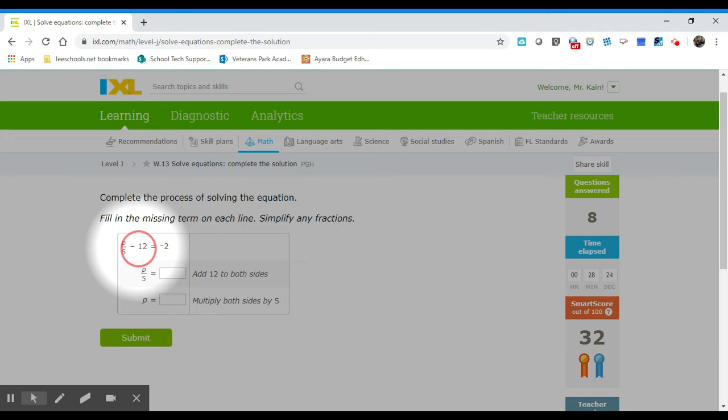You do the opposite. So if I added 12 to negative 2, different signs means you subtract, so you get 12 minus 2, which is 10. Now, how would I get rid of the 5? Well, I would multiply, because the opposite of divide is multiply. So I multiply both sides by 5, what's in the denominator. So if I multiply this by 5, I get 50.